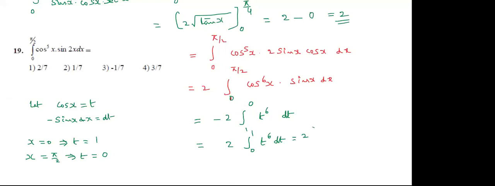Apply the integration, that is t power 7 by 7, limit 0 to 1. Substitute the upper limit minus lower limit. So 1 by 7 minus 0 by 7, 0 only. Now the total answer is 2 by 7. So first option is correct. This is also an easy problem, but the sin 2x formula, 2 sin x cos x, you have to remember. Then take cos x is equal to t, you will get the answer easily.